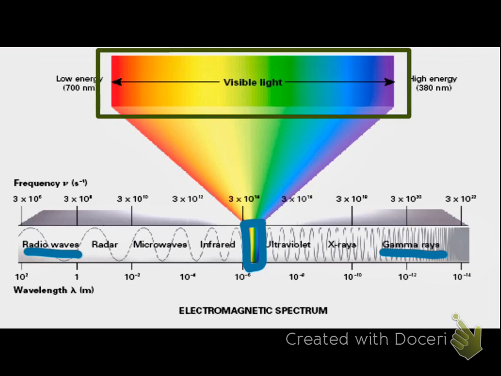So we have our low energy radiation, our low energy visible light, which is going to have a red color, and our high energy visible light is going to be on the violet end of the spectrum.